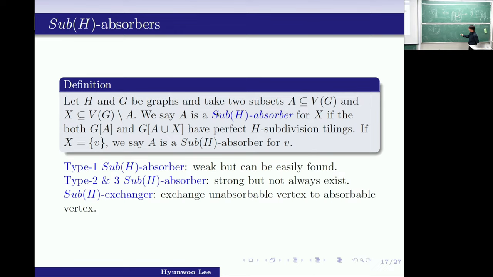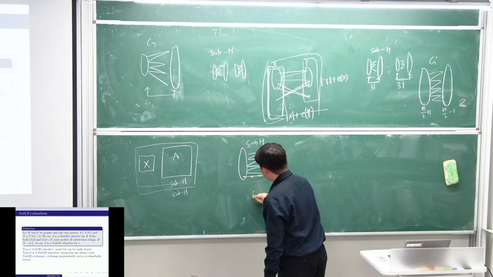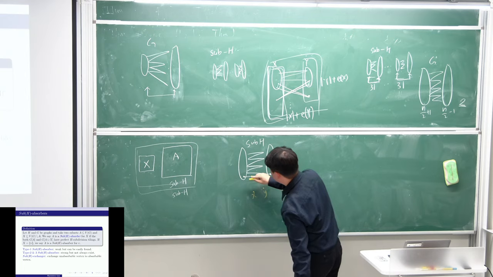Now consider a bipartite subdivision of H, and just fix one H here, and then we subdivide this H two times here. Then this is still a bipartite subdivision of H. Let x and y come from the other side, and we want to build a sub-H absorber for these two vertices. Then we just add these two edges here.